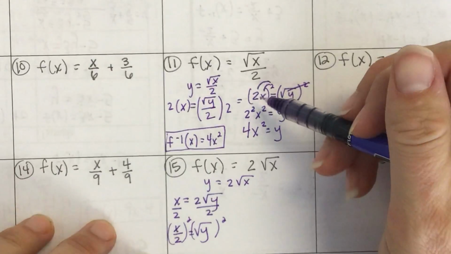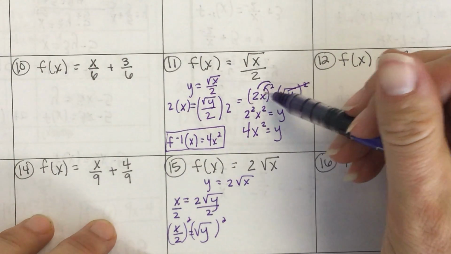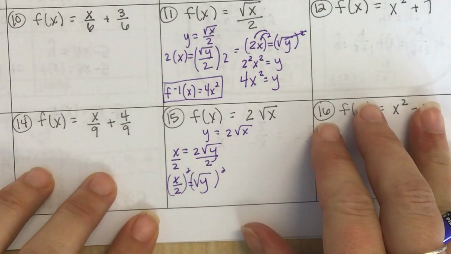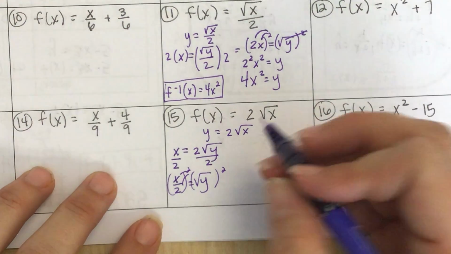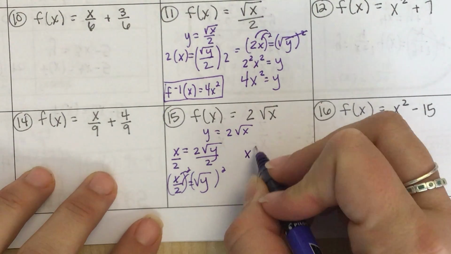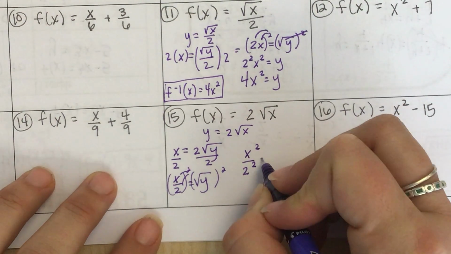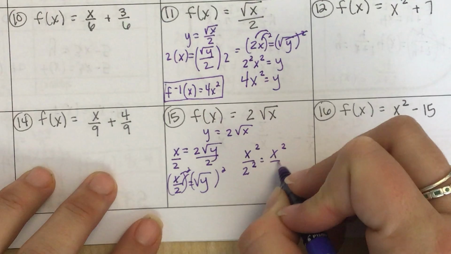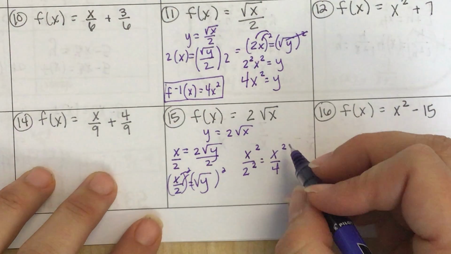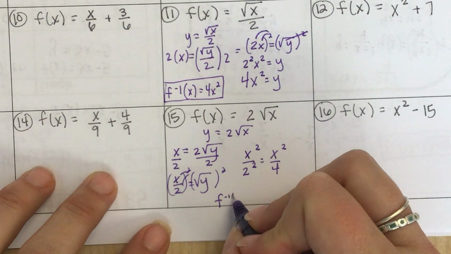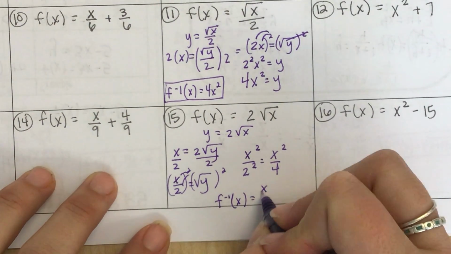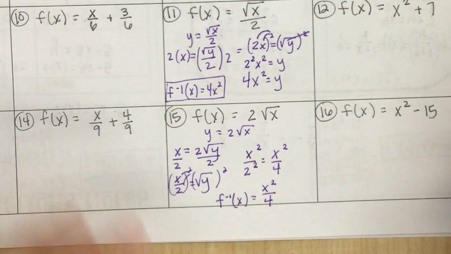Now, just like up here on this one, when we were multiplying, we just distributed the squared. Same thing happens down here. You're just going to distribute the squared to the 2 things underneath. So we have x squared divided by 2 squared, which is going to be x squared divided by 4. And that's what your inverse function is going to end up being. So if we write it out, it would be x squared divided by 4.